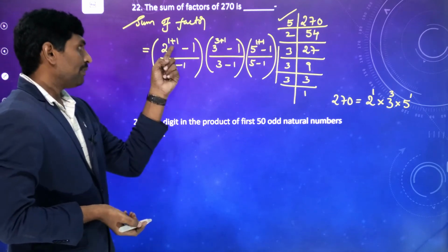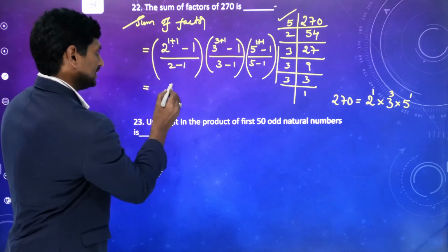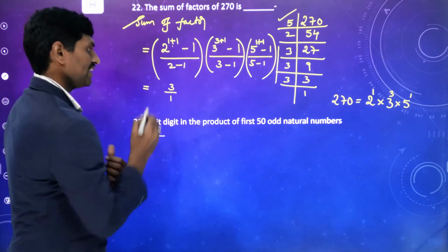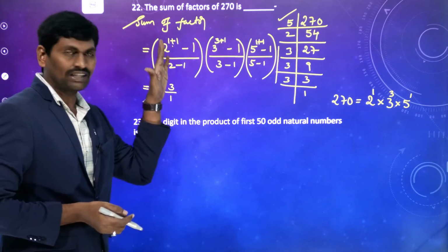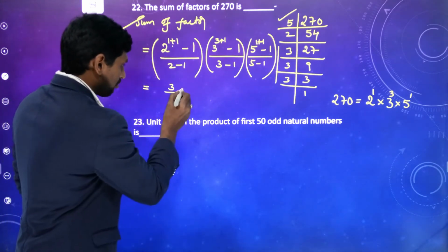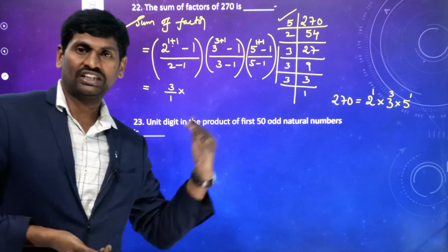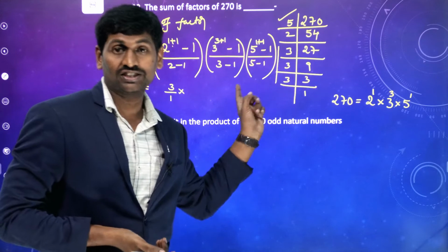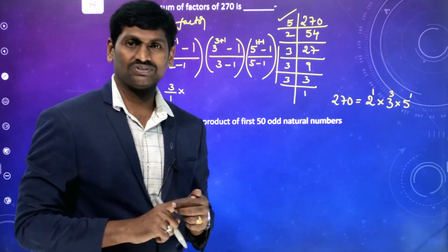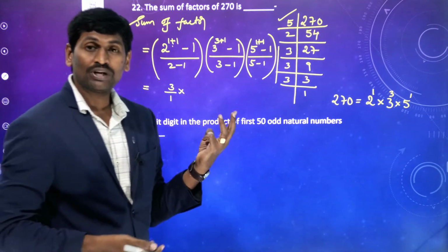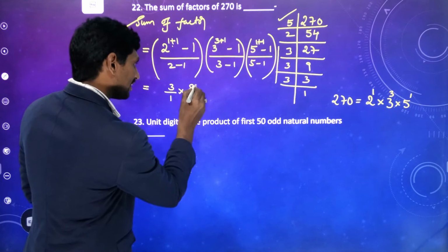Simplify. 1 plus 1, 2, 2 power 2, 4, 4 minus 1, 3, 3 by 2 minus 1, 1. So first bracket value is 3 by 1. Just I am doing the simplification in our mind. Now 3 power 4. What is the value of 3 power 4? 3 into 3 into 3 into 3 like that. It is not 3 into 4. Okay, you should not multiply 3 and 4. 3 power 4 means 3 has to multiply 4 times. 3 3s are 9, 9 3s are 27, 27 3s are 81.